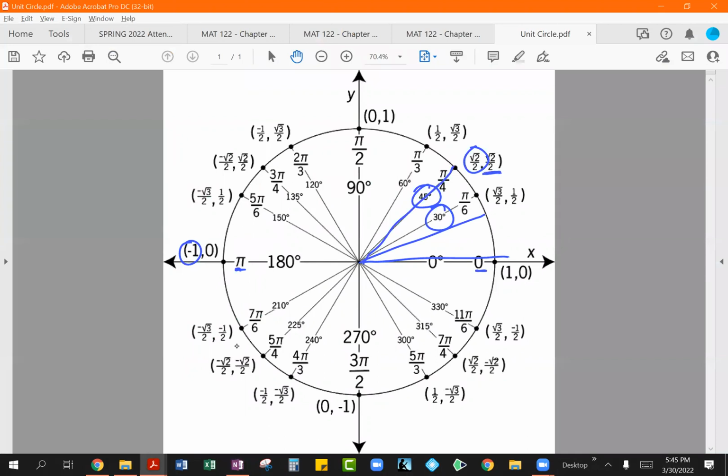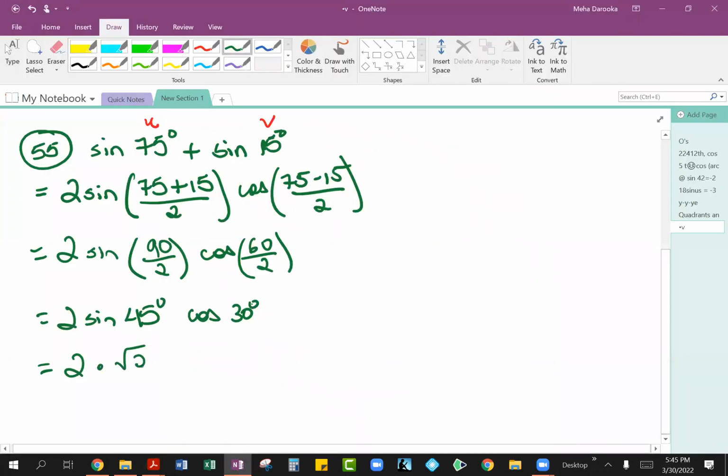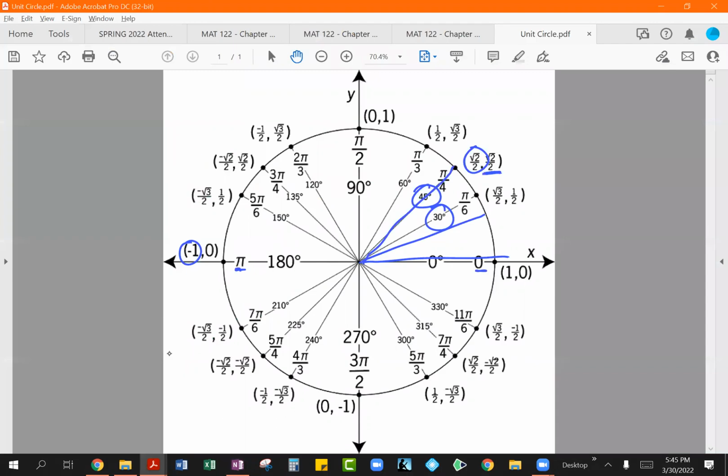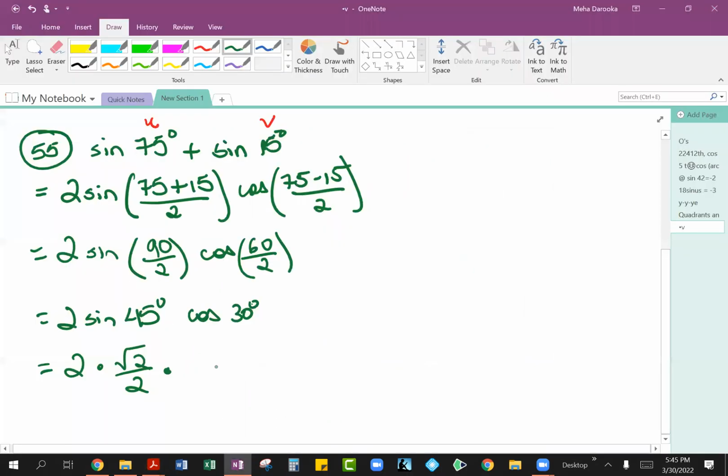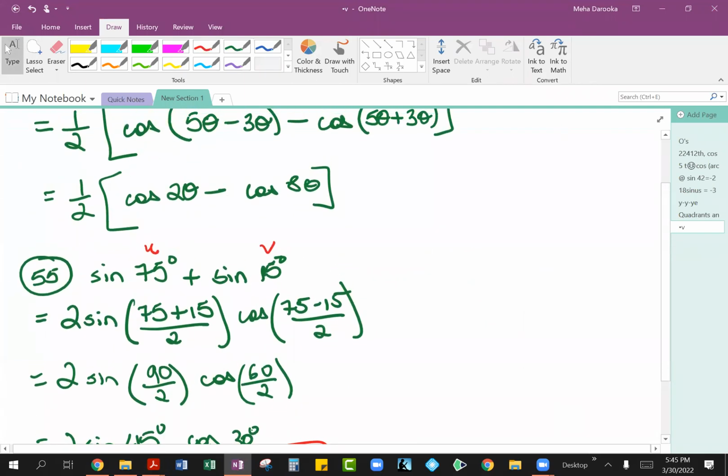So sine of 45 is square root of 2 over 2. Cosine of 30 is square root of 3 over 2. And then go ahead and simplify that, which will break down into, let's see, one of those 2's will cancel out. And then you're literally left with what? Square root of 2 times square root of 3 will be square root of 6 over 2. And you can solve that example.